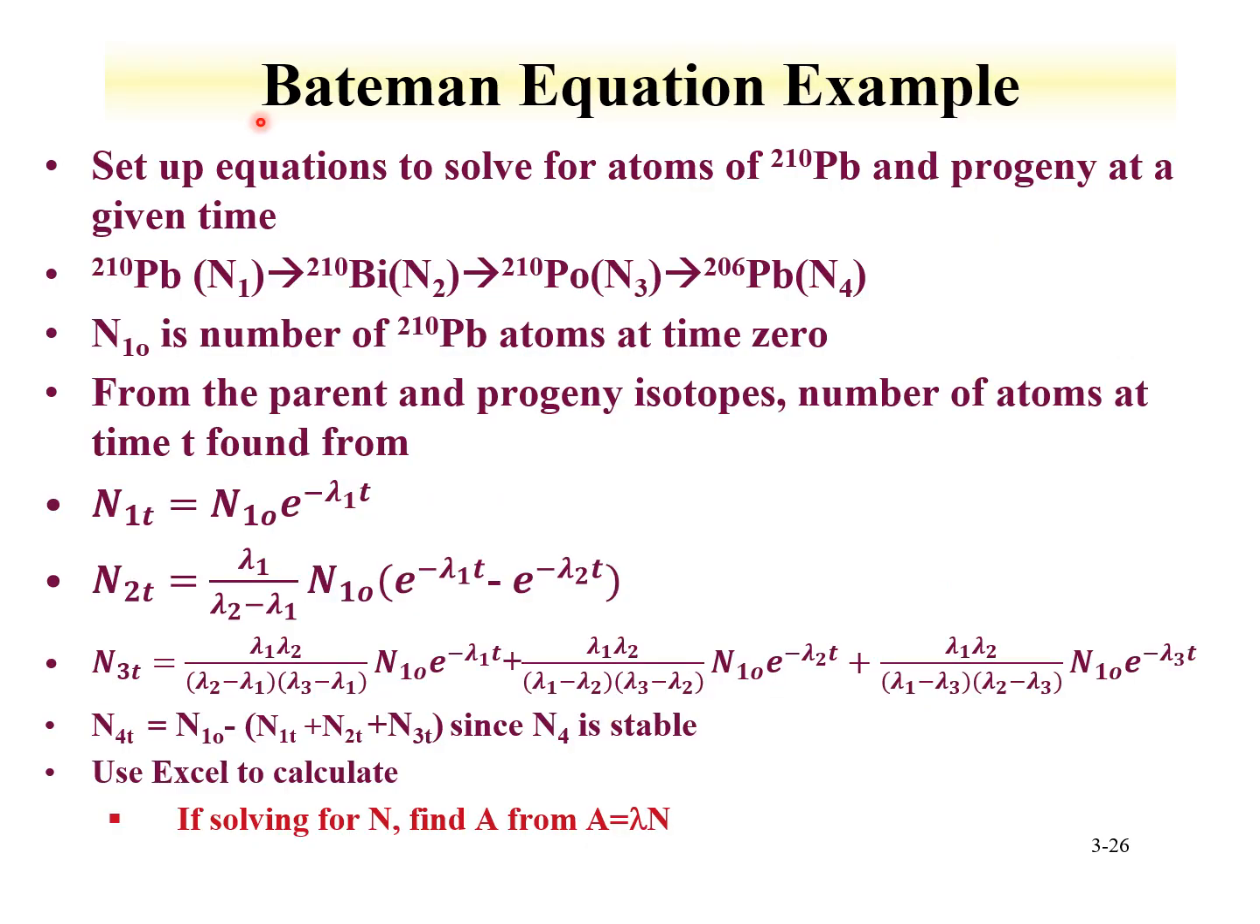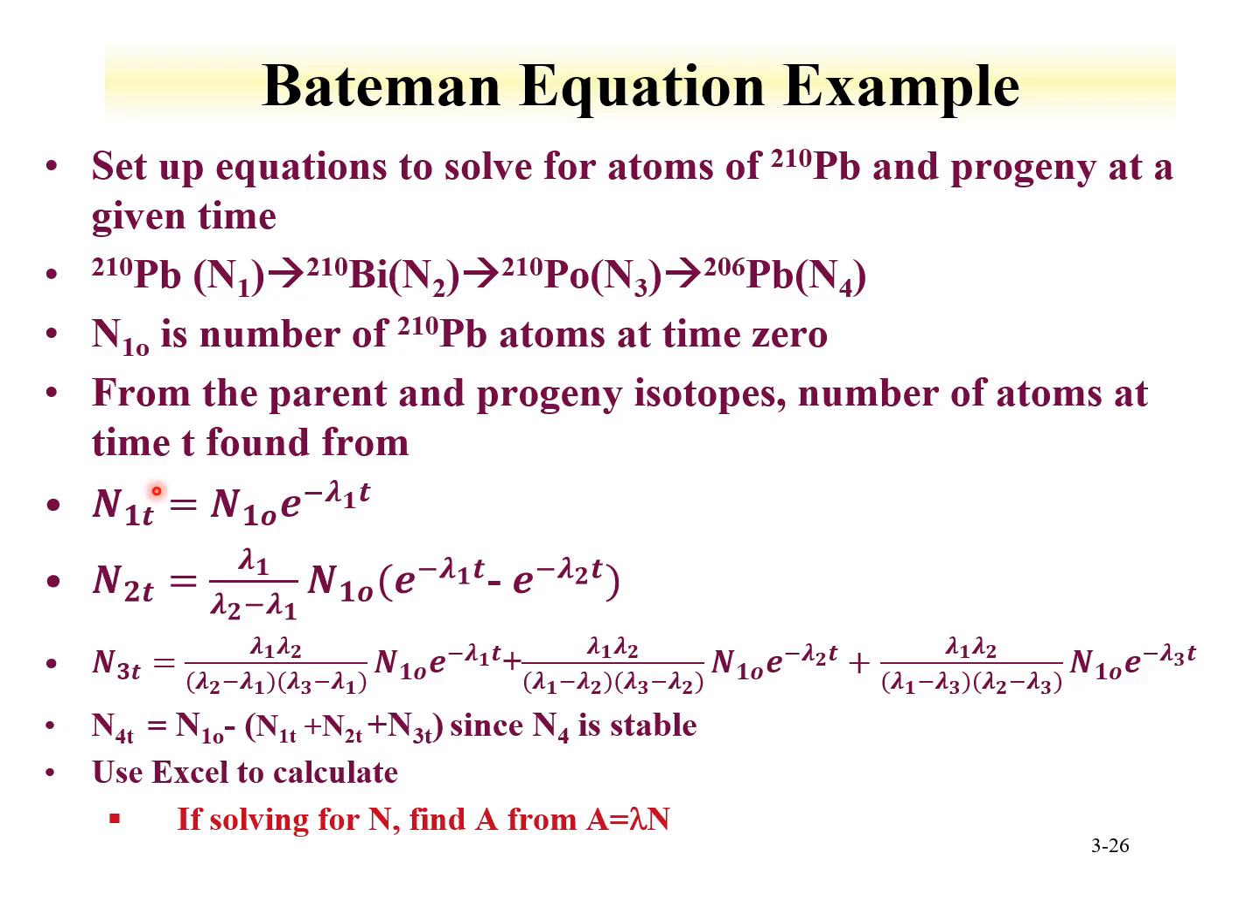Continuing on, using the data we discussed, the Bateman equation can be set up and solved. So what one does is we need to solve for the lead-210 and its progeny based upon an initial amount of lead-210. So let's just do a quick schematic of the decay from lead-210, which we're going to define as N1, bismuth-210, N2, polonium-210, N3, and then the stable lead-206 is N4. We'll define N1 naught as the number of lead-210 atoms at time 0. From the parent and progeny isotopes, the number of atoms at time t can be found from these equations.